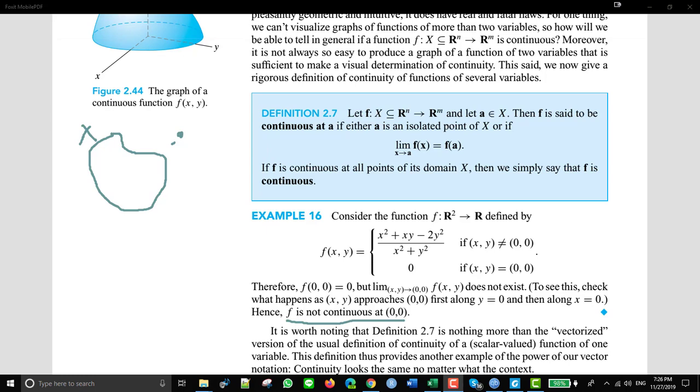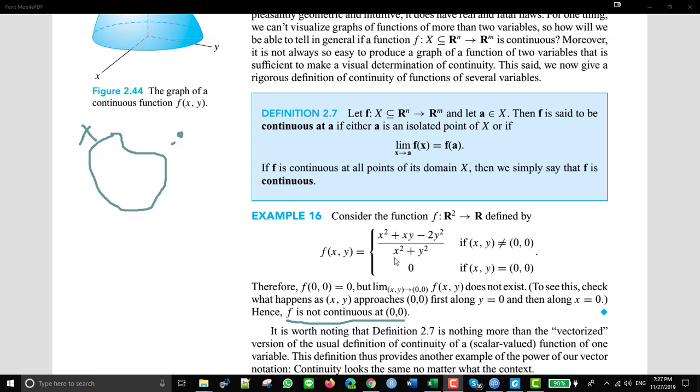So what about this? She says that the limit as x, y approaches 0, 0, as we get closer and closer to 0, 0, of this function doesn't exist. So if that's true, then we can already say that it's not continuous. She says check what happens along y equals 0, which means along the x-axis, and then along x equals 0, which means along the y-axis. And apparently we won't get the same thing, and so the limit doesn't exist.